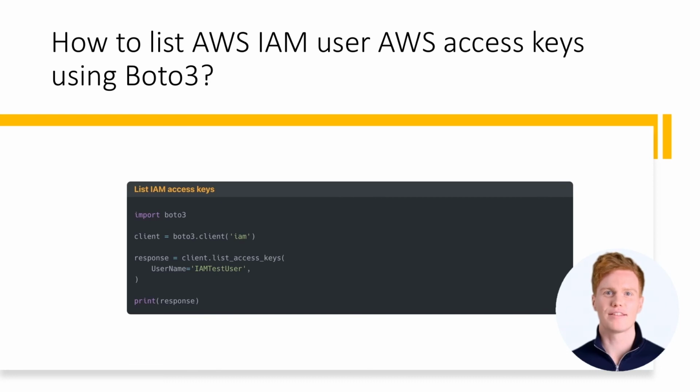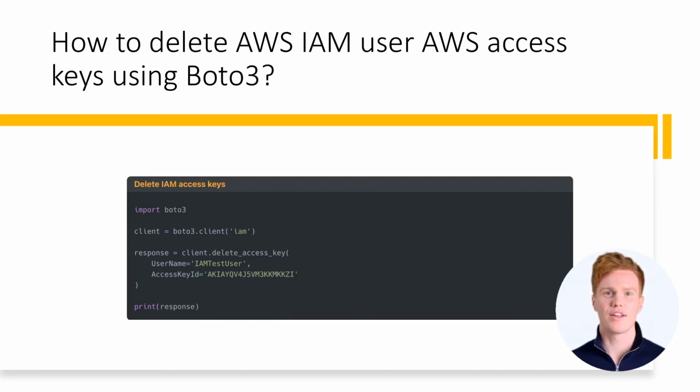To list IAM access keys, you can use the List Access Keys method of the IAM client that returns information about the access key ID associated with the specified IAM user. To delete IAM access keys, you can use the Delete Access Key method of the IAM client that deletes the access key pair associated with the specified IAM user.